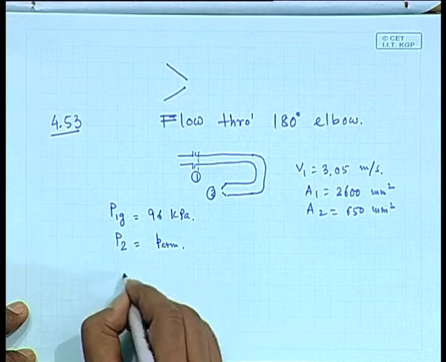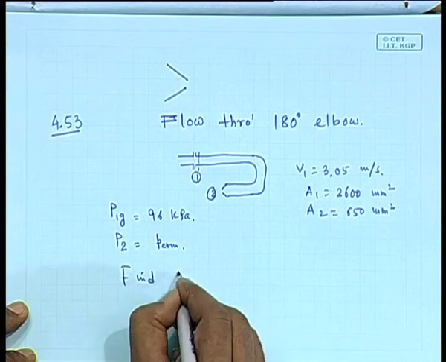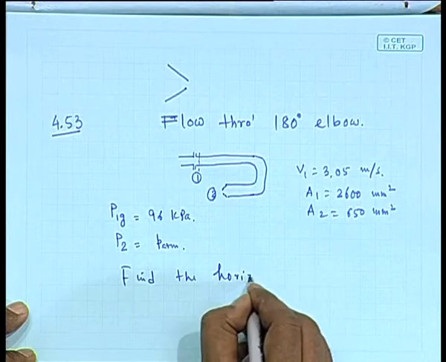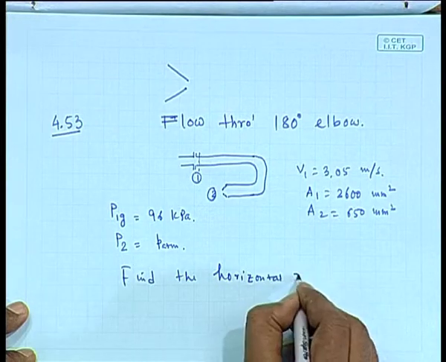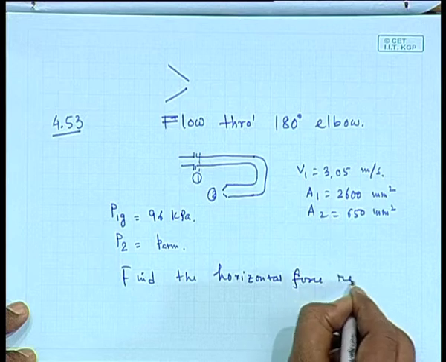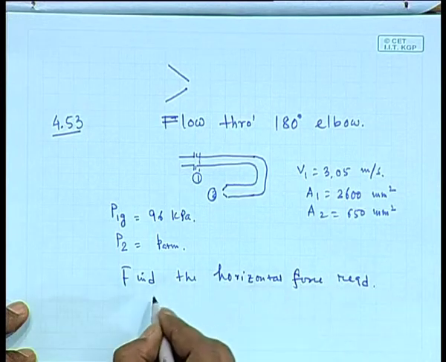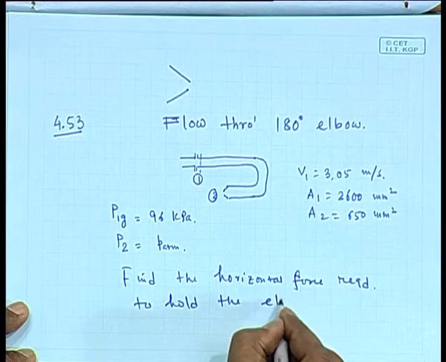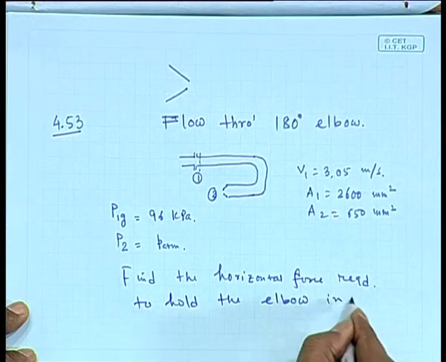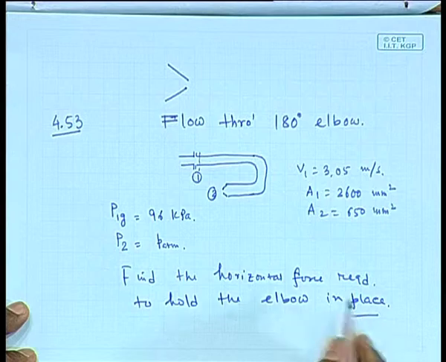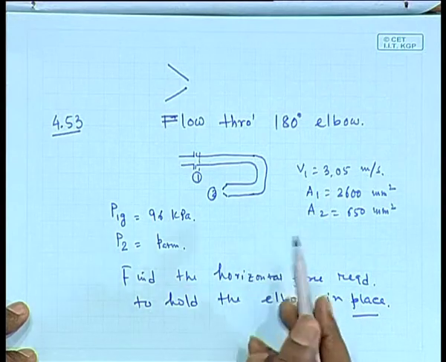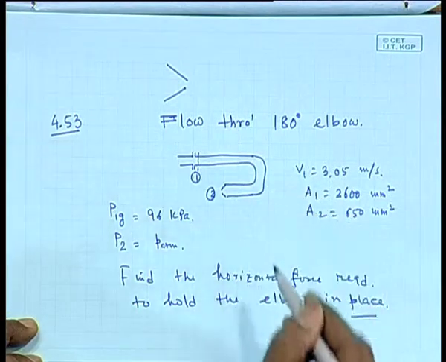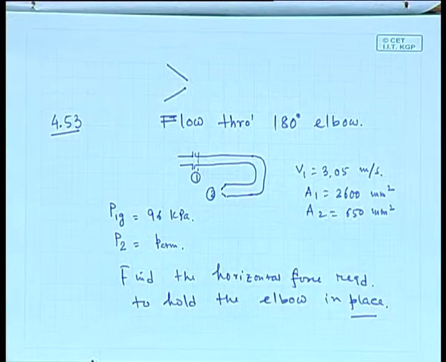Okay, now we have to find the horizontal force required to hold the elbow in place. Because of the flow, there will be some force acting on the elbow, and so the elbow will move. So you have to determine that force which will be acting on this elbow to keep it in place.